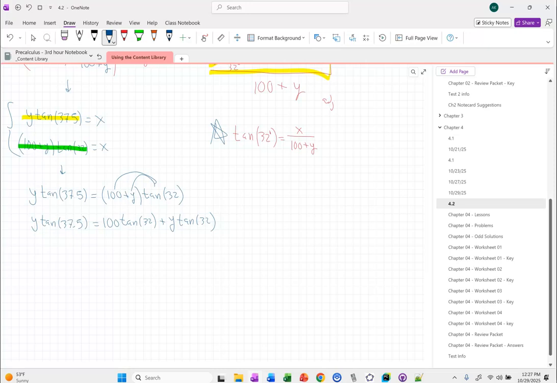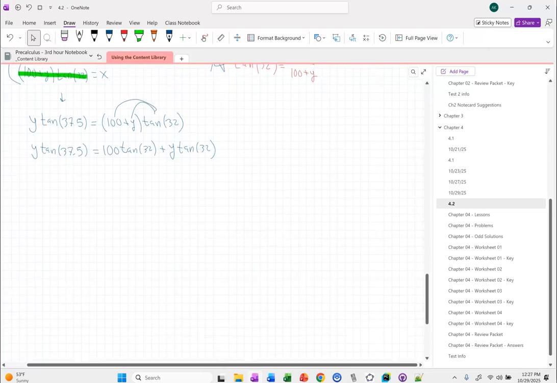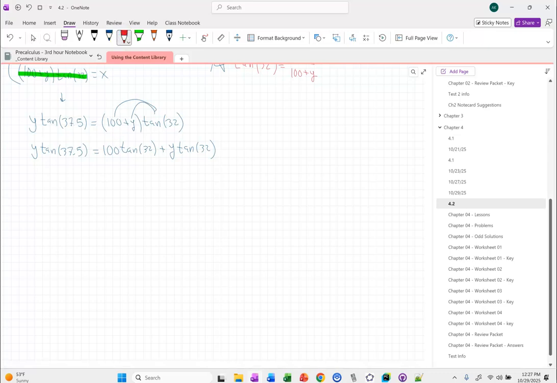So, Johnny, you're right. Now at this step, we want to get the y's on one side, right? So I can subtract y times tan 32 from both sides. Everybody good with what we did there? So what do I get when I do y tan 37.5 minus y tan 32? What do I get?